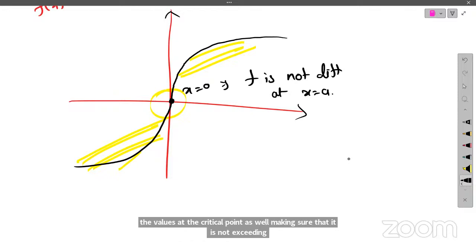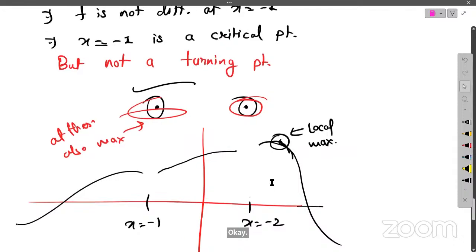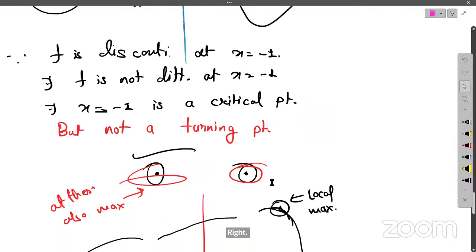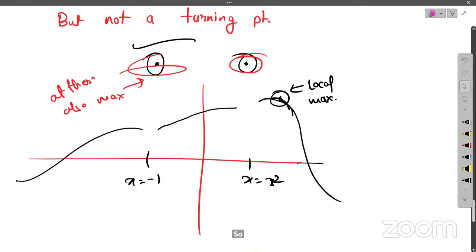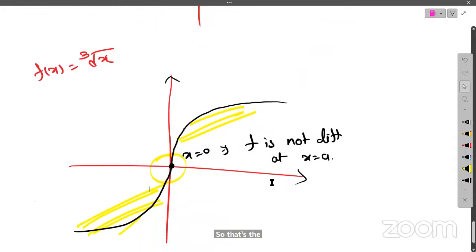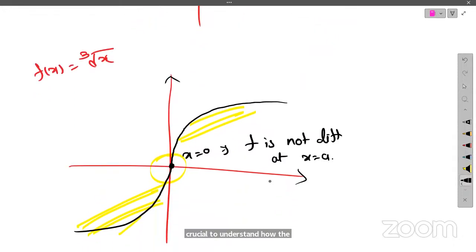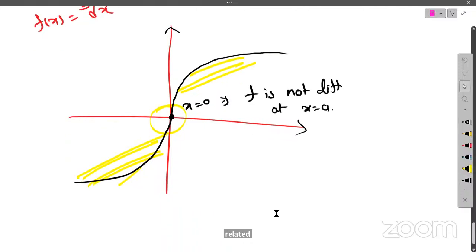Thank you. The critical points are crucial to understand how the graph behaves, and this convex and concave nature is also related to critical points. That is why it is important.